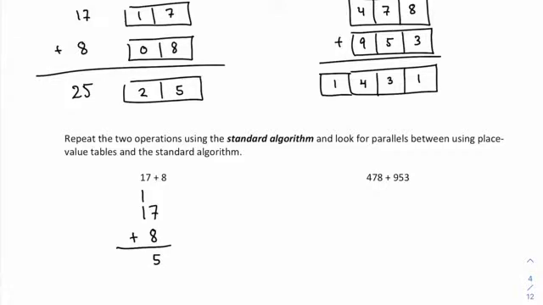So the traditional way is to add 7 and 8, you get 15, put a 5 here, carry the 1, is what they say, and then add the 1 and the 1, you get 2, you get 25.